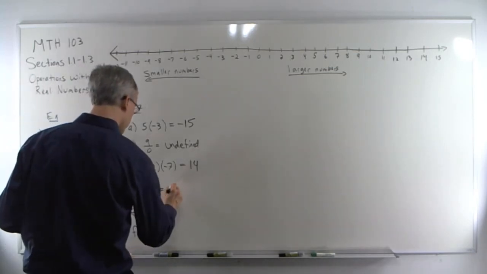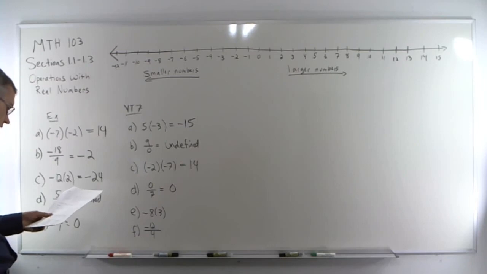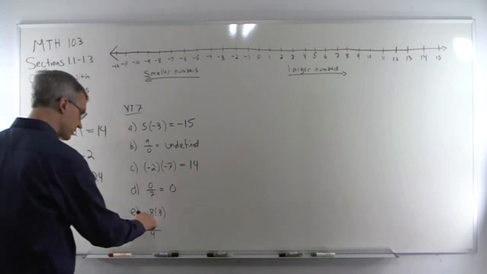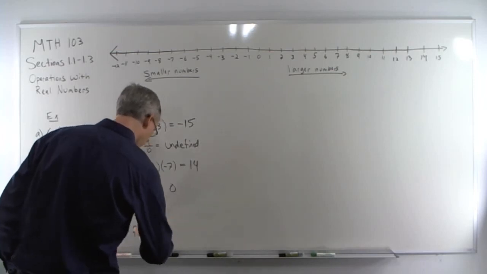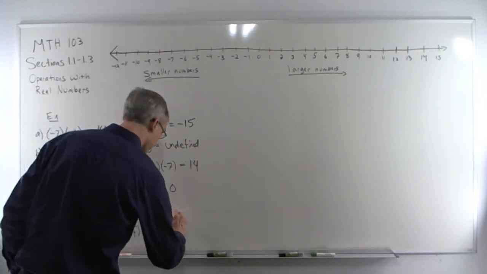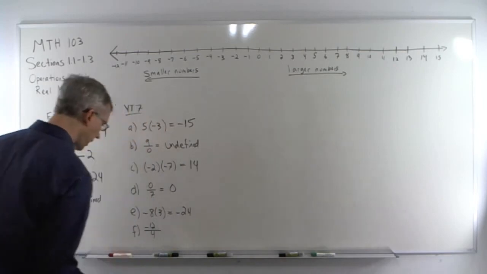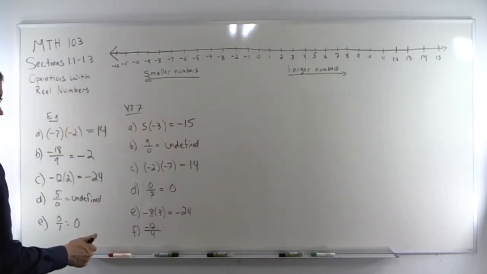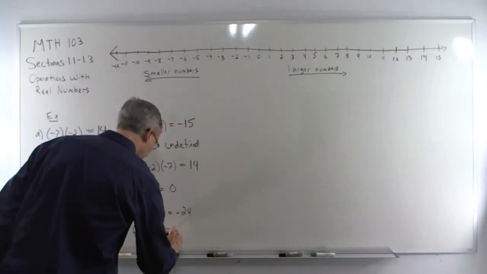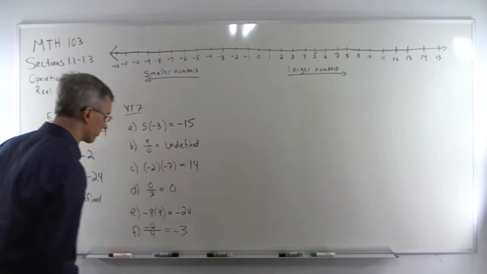0 over 7, or 0 divided by any number, is 0. We've got negative 8 times 3. Opposite signs, so that's going to give us negative 24. And negative 12 divided by 4, opposite signs, we're going to have a negative number, so that's negative 3.